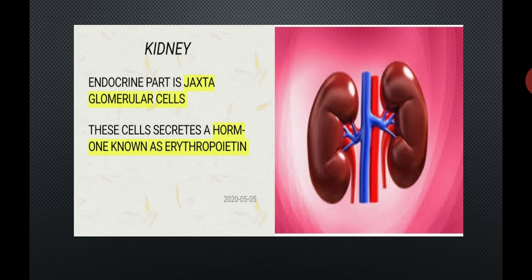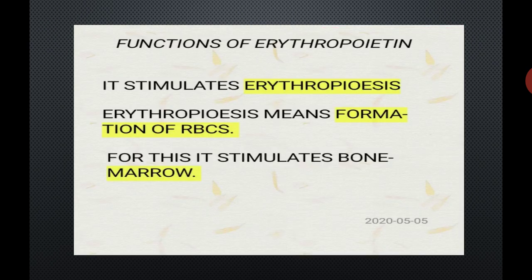As it is an endocrine part, that means it secretes a hormone. The hormone secreted by the juxtaglomerular cells is known as erythropoietin. So the juxtaglomerular cell, which is endocrine in function in the kidney, secretes which hormone? It secretes a hormone known as erythropoietin. The function of erythropoietin is that it stimulates erythropoiesis. Students, erythropoiesis means formation of RBCs.